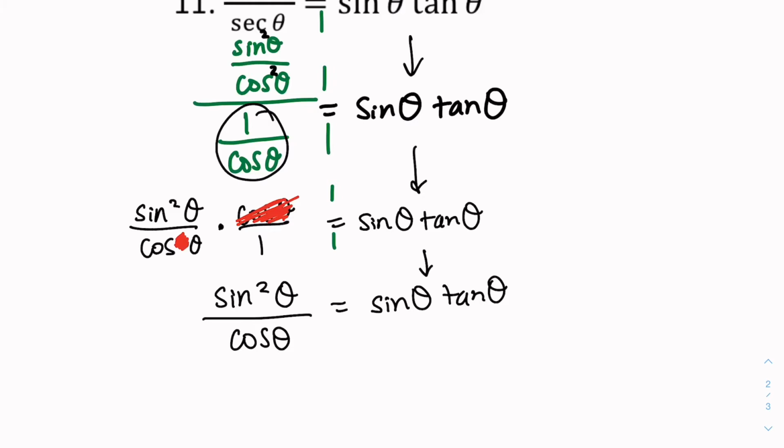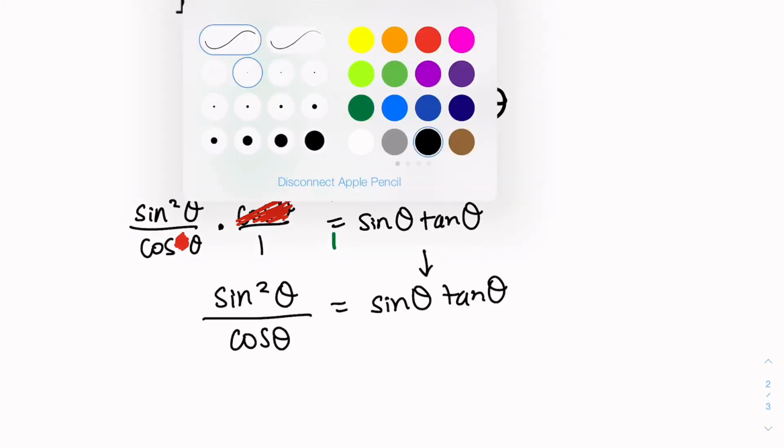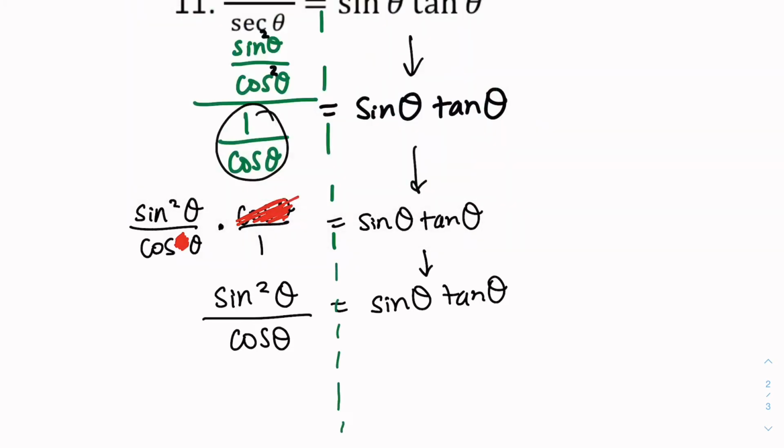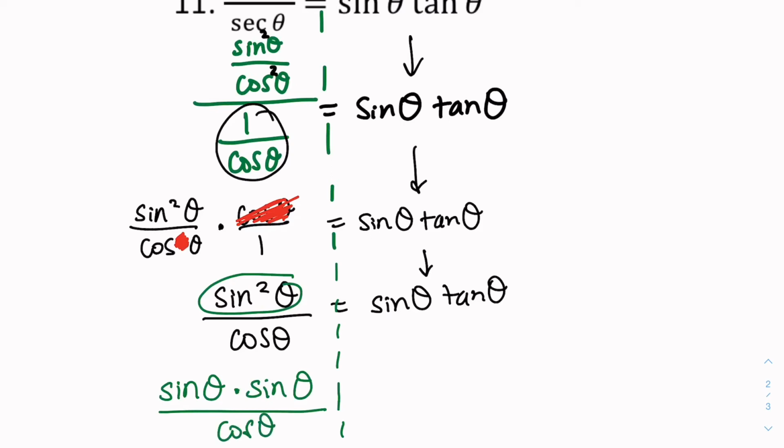I want you to be a little strategic. How could we make the left side look like the right side? Or, if you're feeling adventurous, how could we change the right side to look like the left side? You can work on either one. So first, let me show you without breaking the rules. We could actually rewrite sine squared as sine theta times sine theta all over cosine theta.